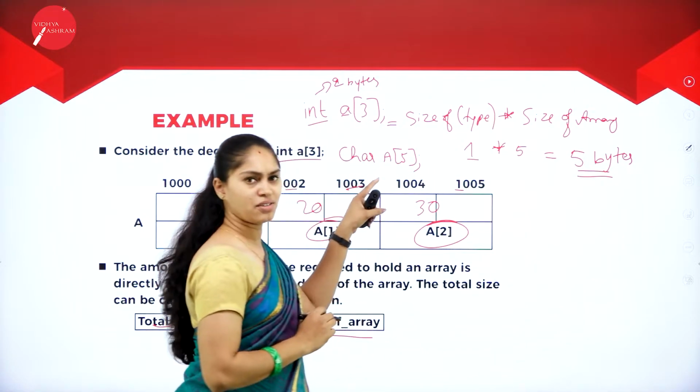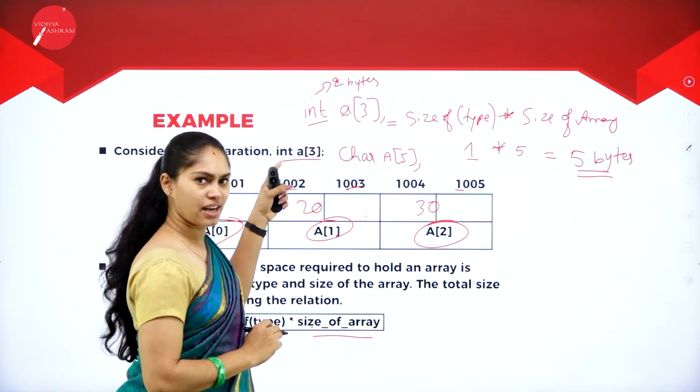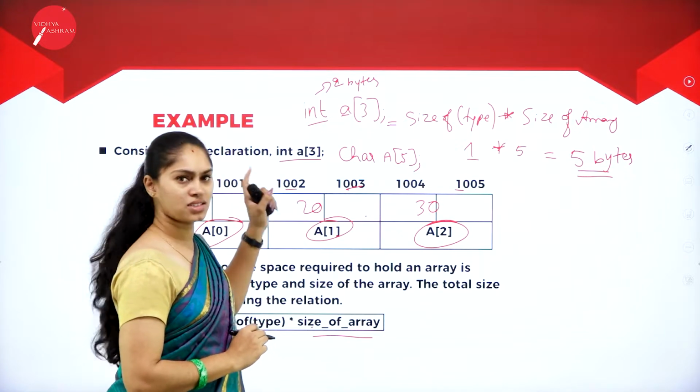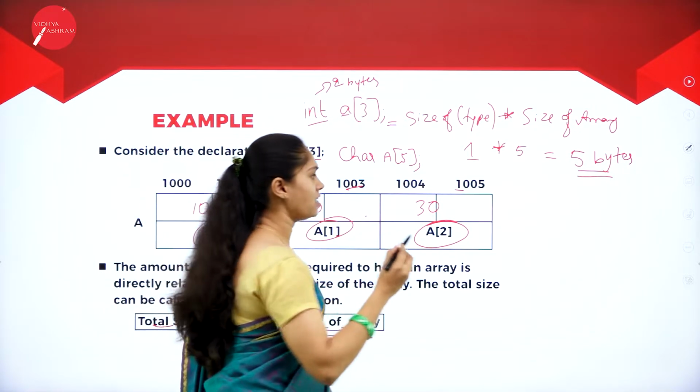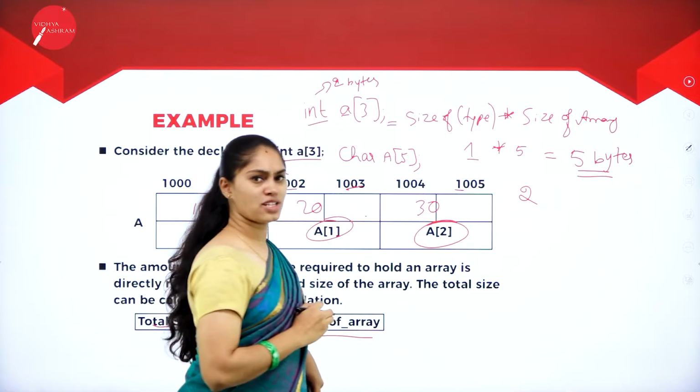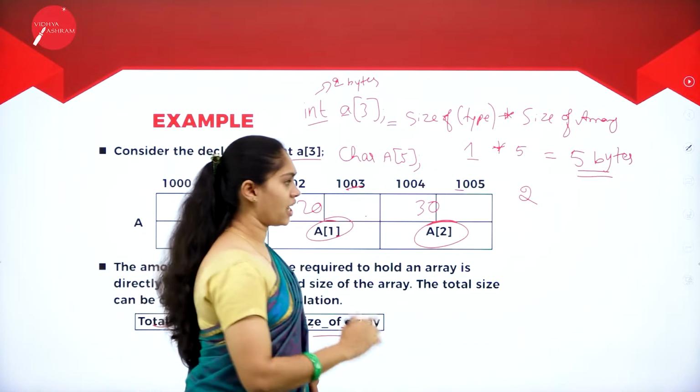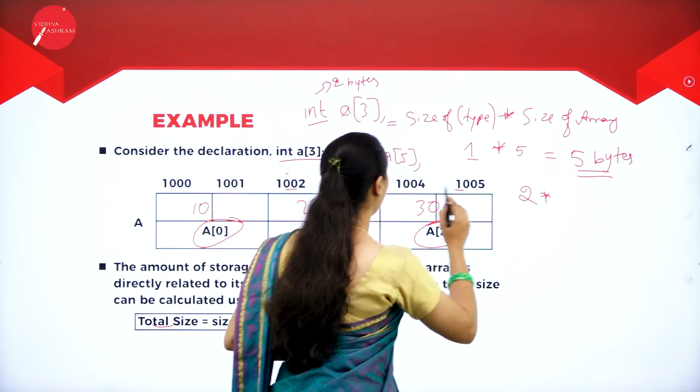So we'll do the same thing for this integer. Int is the data type and the number of elements is 3. If it is an integer, then it is going to hold 2 bytes of memory space for each element of the array, into how many elements do I have?